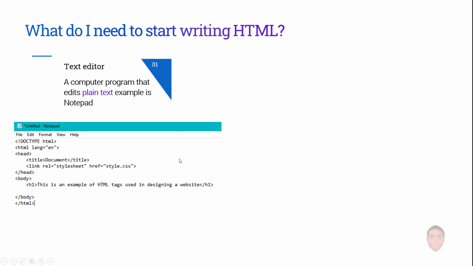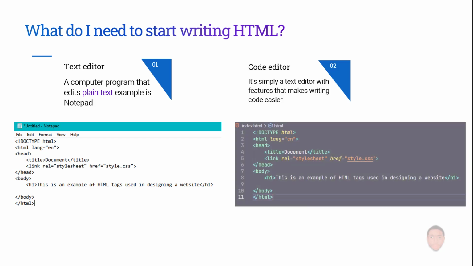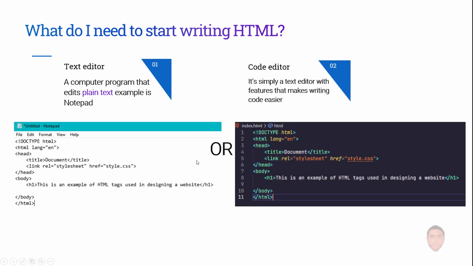So Notepad is an example of a plain text editor. You can use Notepad to create your website. But to make things easy, we use what we call code editors. Code editors are simply text editors, but they have some features that make writing code easy. When you compare these two side by side, they are the same text, but in the code editor example, some of the things are colored, so they're easier to read. Now imagine you have lots of code to go through, it makes it easier for you to read. For creating websites, we're going to be using code editors.